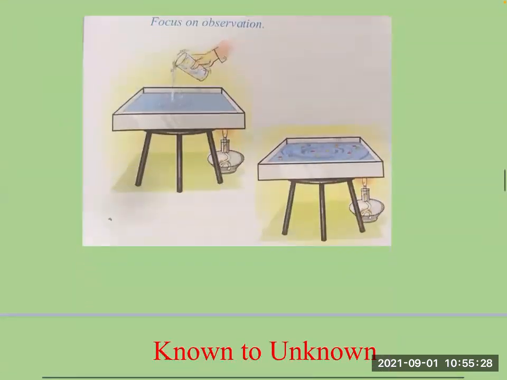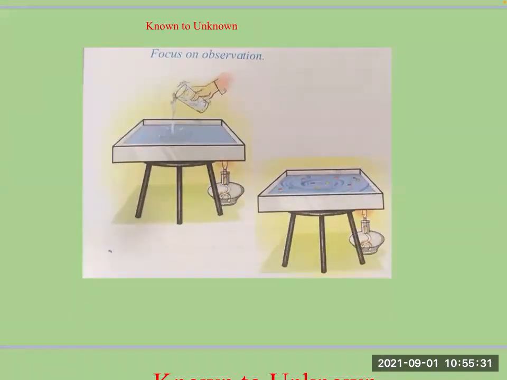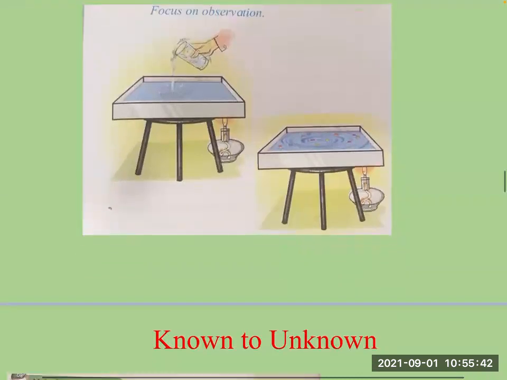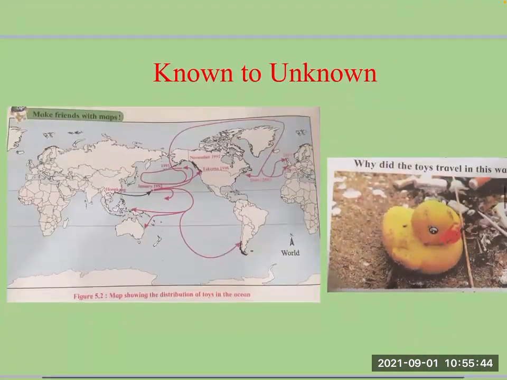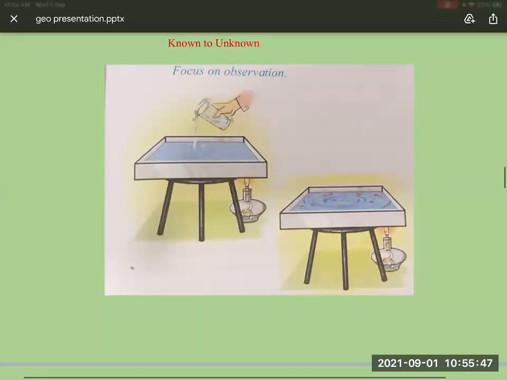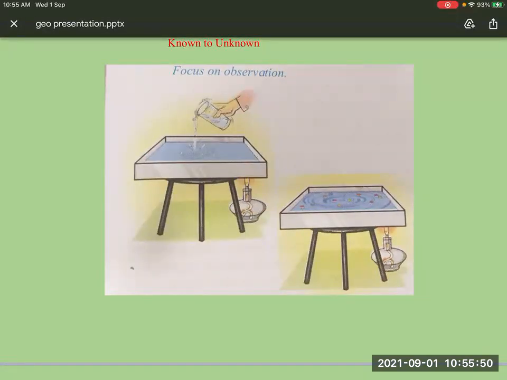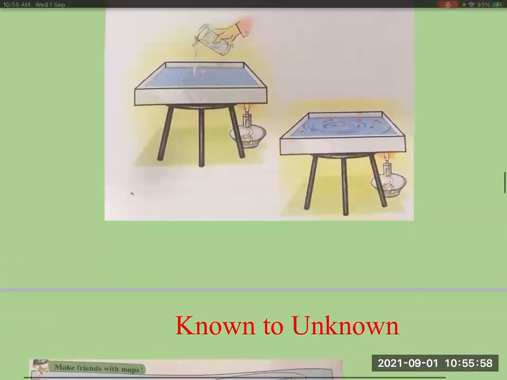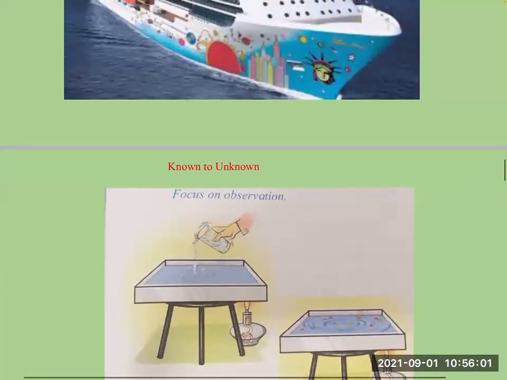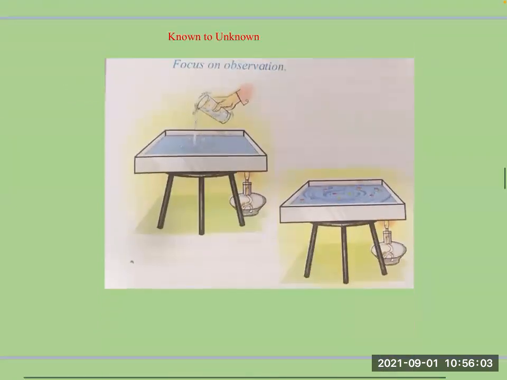Now see this picture, known to unknown. Take one second. Do you remember anything about this picture? See this also. I'm just checking your past memories. These two pictures were taken from your 8th standard geography book, on ocean currents. It is related to our topic, how water flows, and how ocean currents flow everywhere.